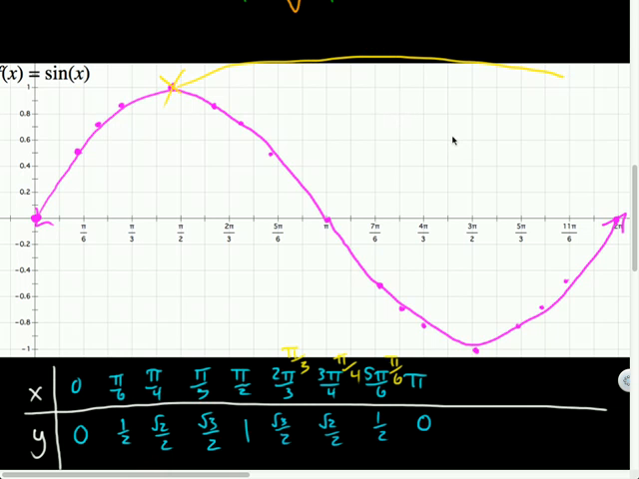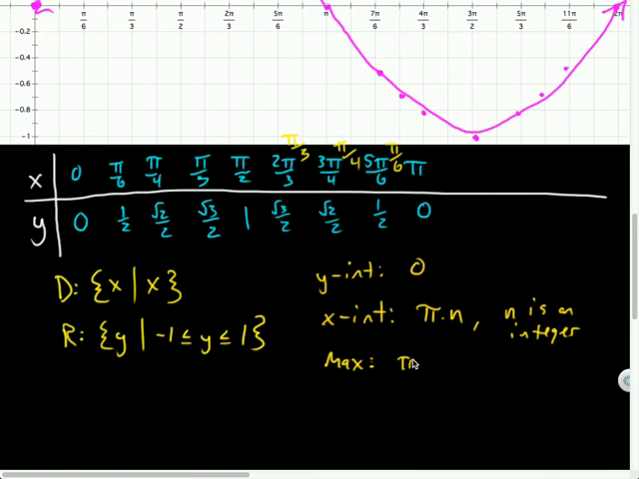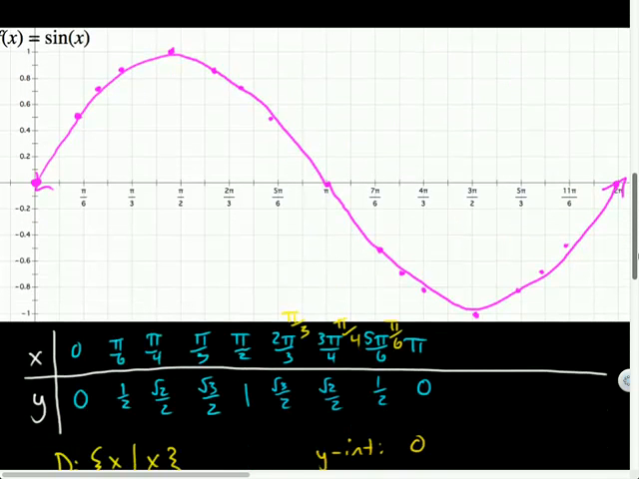So the maximum values occur at pi over 2 plus 2 pi n, where n is any integer. So if n was negative, if I go back a full 2 pi, I'm at another maximum value. If I go back 4 pi, or 8 pi, or 26 pi, as long as it's an even number of pi's, I'm good. And that will land me on a max.